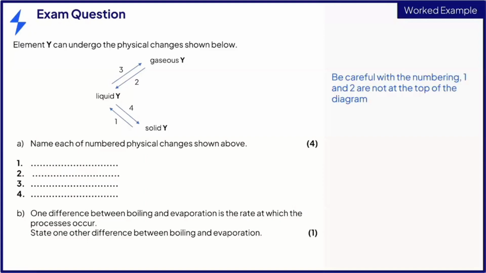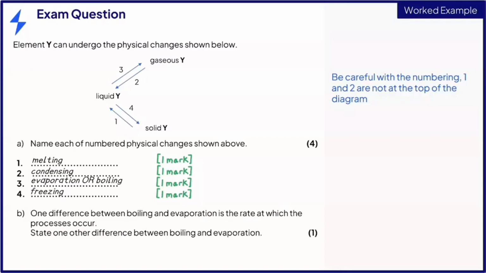Here we can see that physical change 1 is going from a solid to a liquid, so should be melting for 1 mark. Physical change 2 is from a gas to a liquid, so is condensing. Physical change 3 is from a liquid to a gas, so is evaporation. However, as discussed, you could also say boiling. Change 4 is from a liquid to a solid, so is freezing.